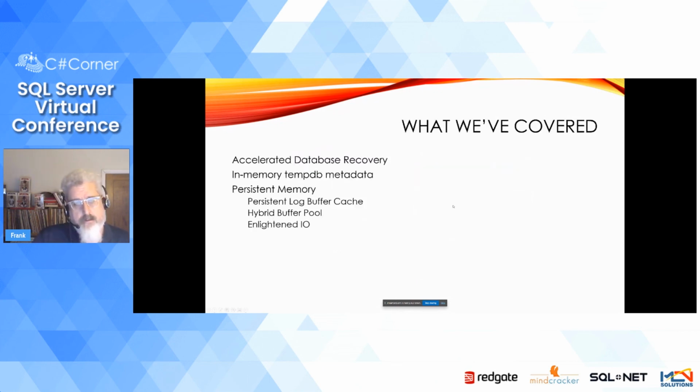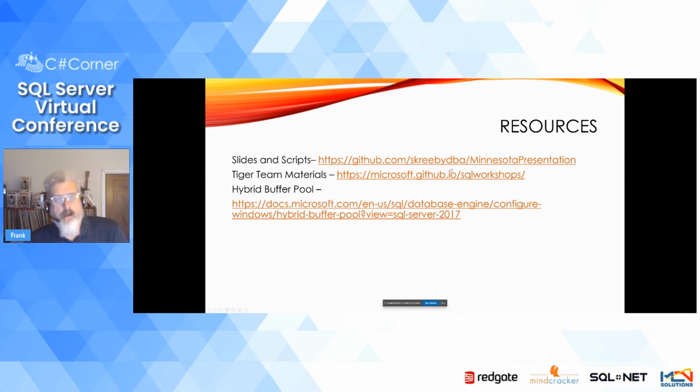So that brings me to the end. Just to review what we've covered, we talked about the transaction log and transaction log architecture and how accelerated database recovery changes the crash recovery process. We talked about in-memory tempdb metadata and how that reduces contention that remains after you expand the number of tempdb data files, to get around that metadata page contention. And then finally, persistent memory, how it's used for the persistent log buffer cache, for hybrid buffer pool, and enlightened I/O.